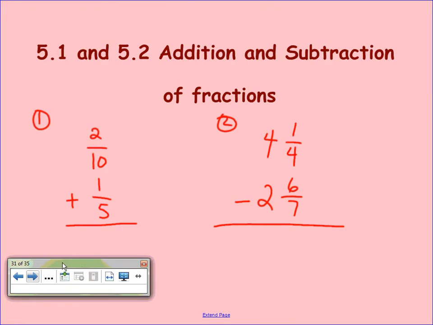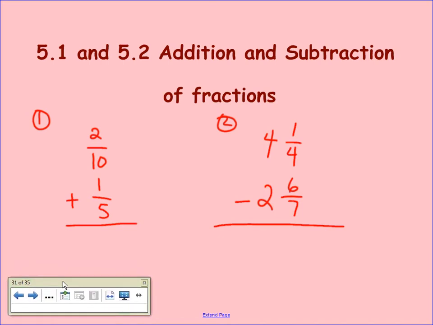Today we're going to practice just a couple problems from each section, beginning with 5.1 and 5.2, adding and subtracting of fractions. What we need to remember here is when we have two fractions with denominators that are different, we're going to need to find a common denominator. So looking at 2/10 and 1/5, I have a common denominator of 10.